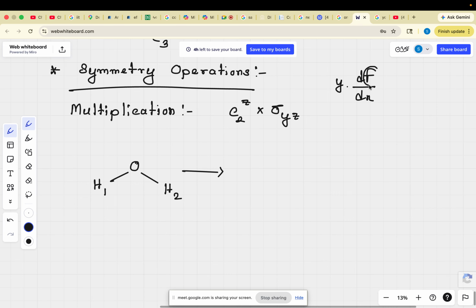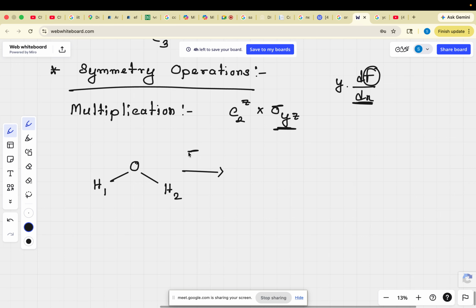Suppose you have some function f, so we have this equation. What will you operate here? First of all you will do derivation, then you will do multiplication, right? First of all you will do derivation of f, then you will do multiplication with y. So similarly here also, the operator present on the right hand side you have to operate first. The left hand side will operate later. So here also the same thing, sigma yz you have to operate first.